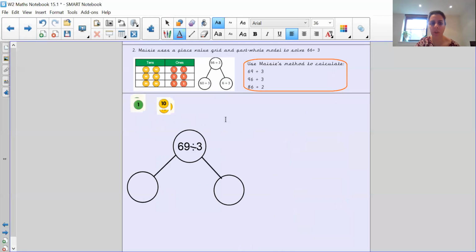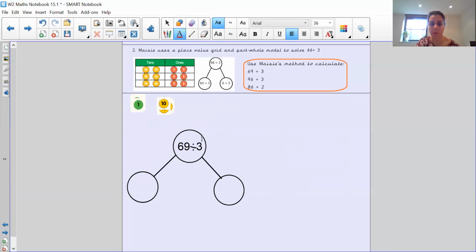And then question 2, it said Maisie uses a place value grid and a part whole model to solve 66 divided by 3. So up here, 66 divided by 3, she split like we did earlier on. She split into her 10s and her 1s. So she had 60, and then she had 6. And she split them into 3, so she's got her 3 rows, and that's how she's done it. So we're going to try 69 divided by 3. And then you're going to try these two if you haven't done them already.